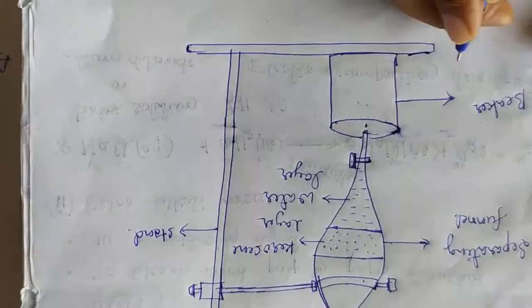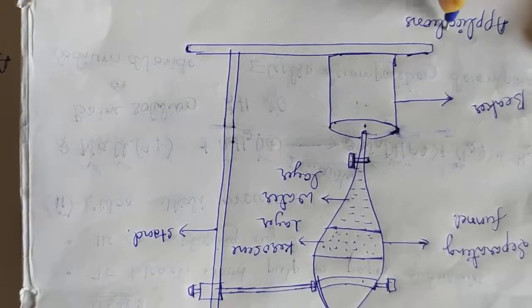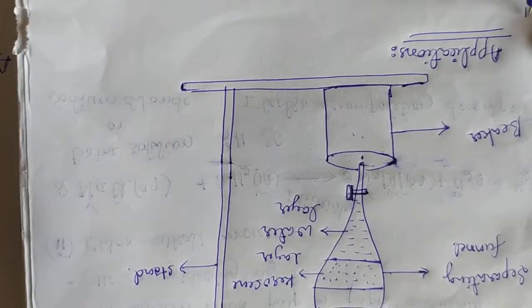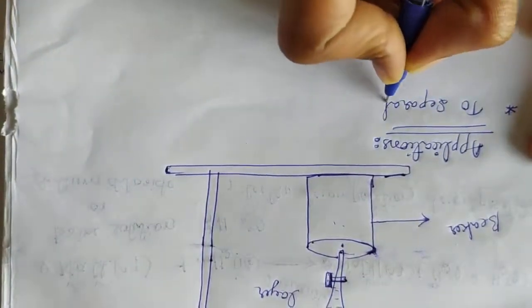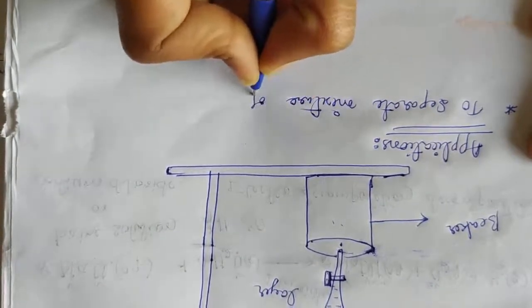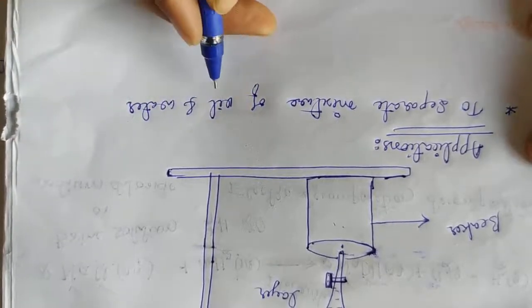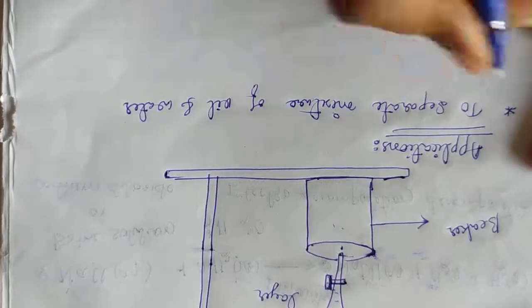Children, now we will see the applications of the separating funnel technique. We can use this technique to separate a mixture of oil and water. In the example, we have taken kerosene oil. Instead of kerosene oil, we can also take cooking oil or castor oil. Other oils also we can take.